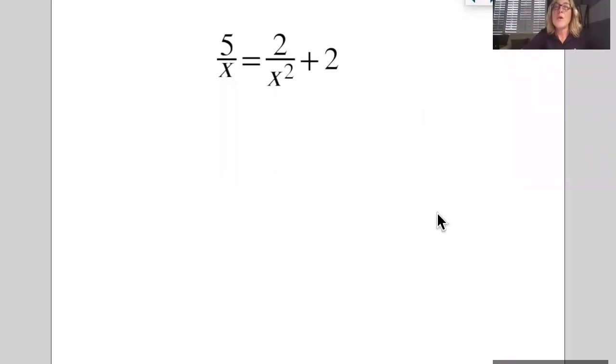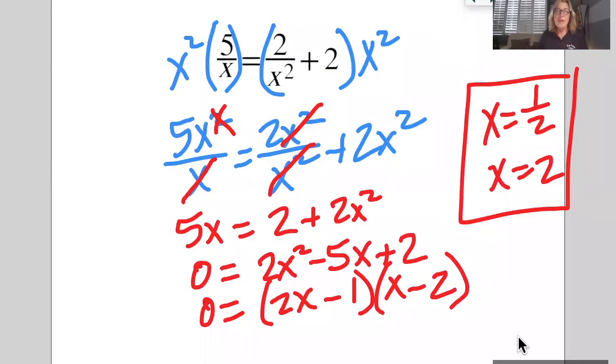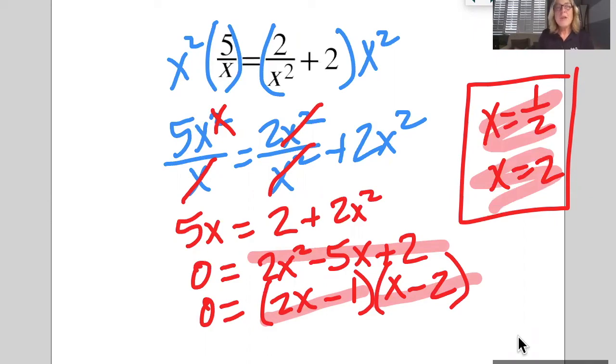All right, so why don't you give this one a try on your own and then come back and see how you did. Okay, so it looks like we have a factorable quadratic trinomial in 2x squared plus 5x minus 5x plus 2. And so you could factor it to 2x minus 1 and x minus 2, and then isolate the x's to get 1/2 and 2. And then you could go back and check that they work, and in this case, they do.